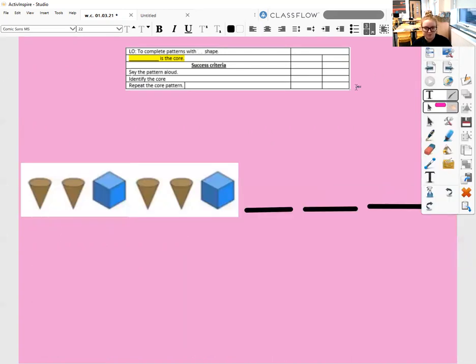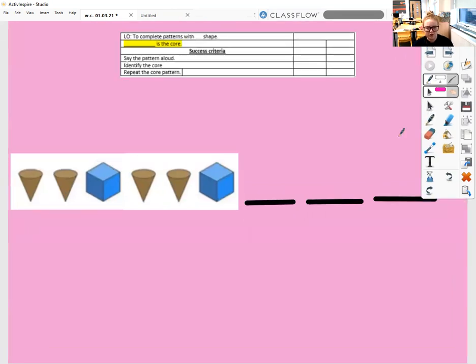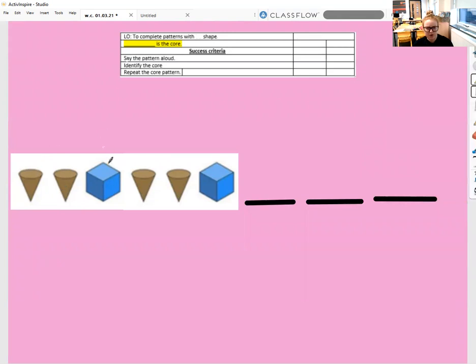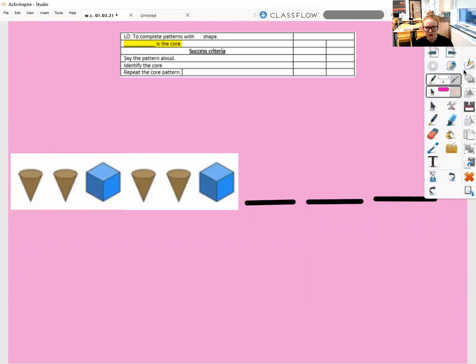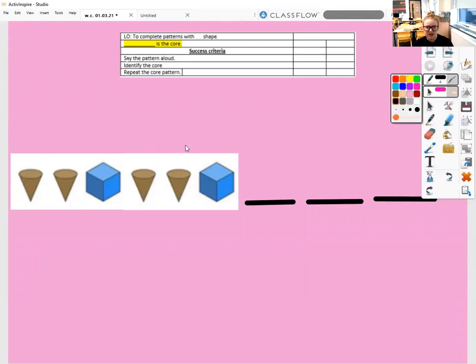Brilliant, okay. So we're going to look at completing our pattern here. So first of all, say the pattern aloud. So cone, cone, cube, cone, cone, cube. So I said my pattern aloud, and now I want to identify the core. So cone, cone, cube. Okay, and then it goes cone, cone, cube. So what is my core? Have a little think about it.